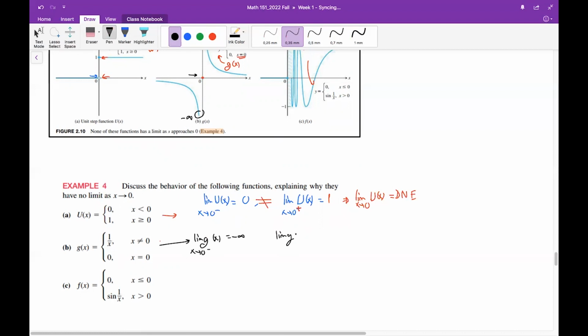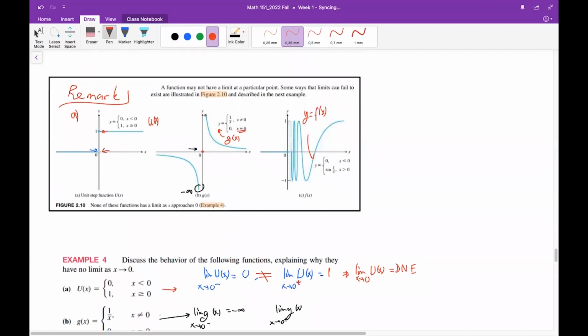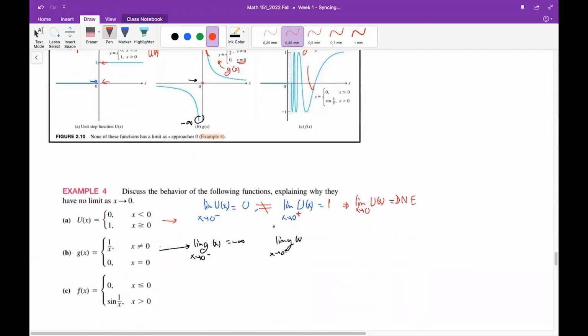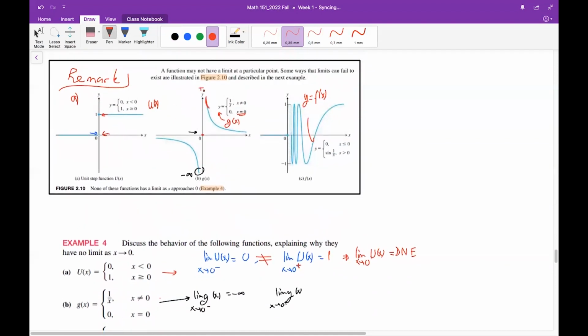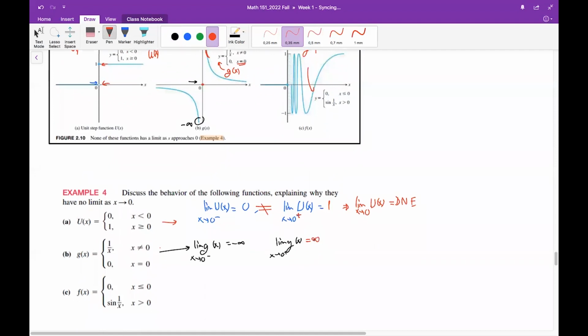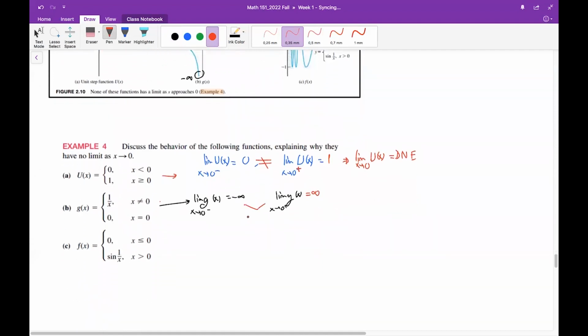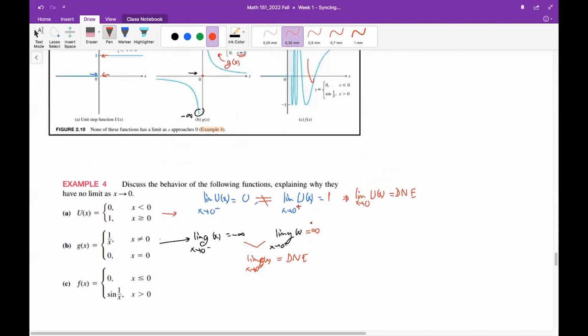And limit of g of x, this time look at from right. Looking from right, it grows very big positively, so it is plus infinity. That's why the limit of g of x as x goes to 0 does not exist again, okay?